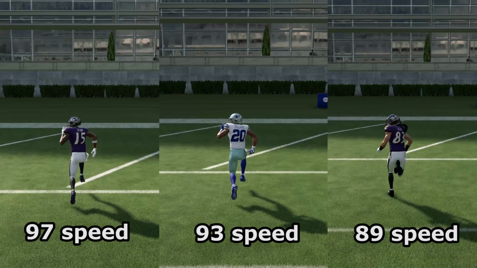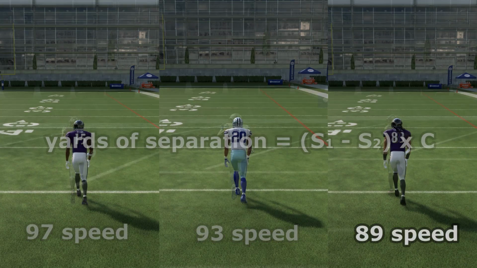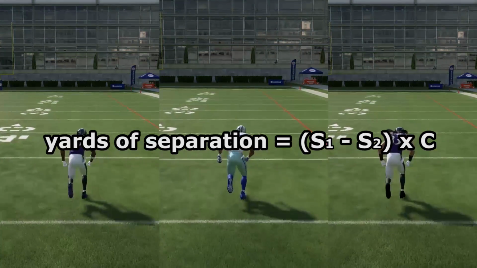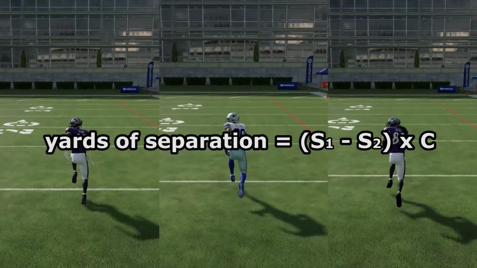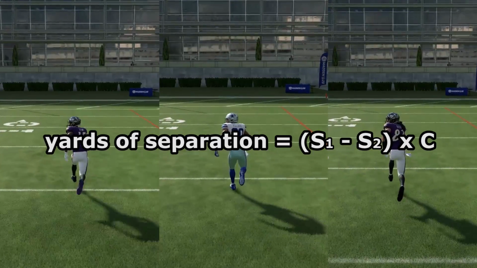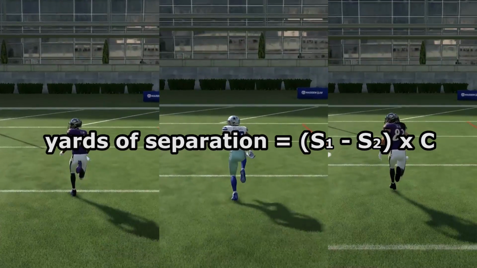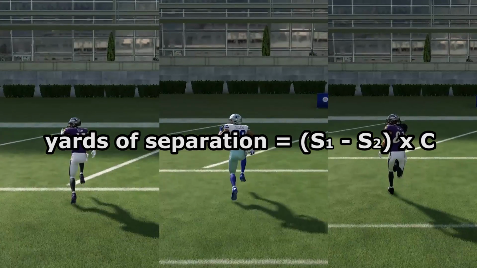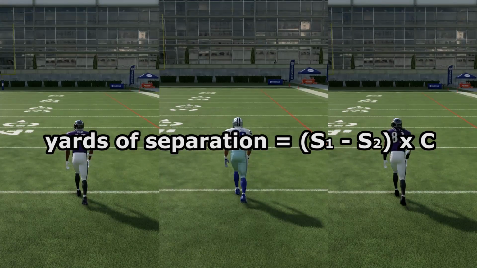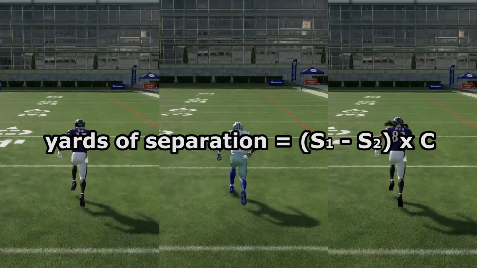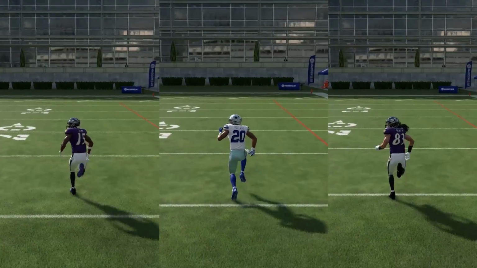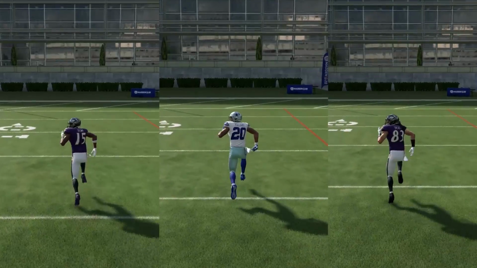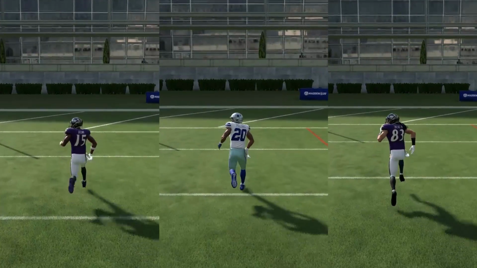We can use these estimates and a little bit of math to come up with an equation to calculate yards of separation. The equation is yards of separation is equal to the difference of S1, the speed of our first player, and S2, the speed of our second player, multiplied by some constant. The reason we multiply by a constant is that speed ratings in Madden are linear, meaning each additional point you add to a player's speed rating increases his speed rating by the same fixed amount each time. If we use our values from the 3-player speed test, we calculate that the value of C is 0.35.